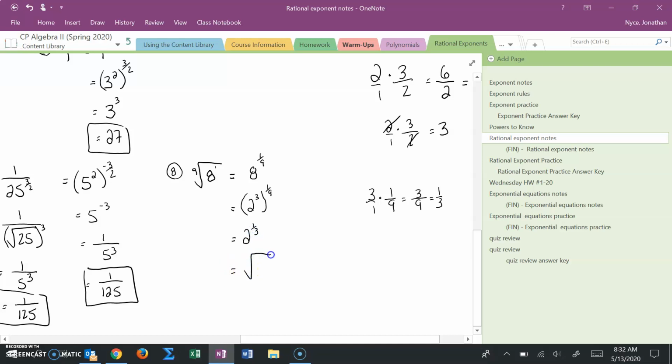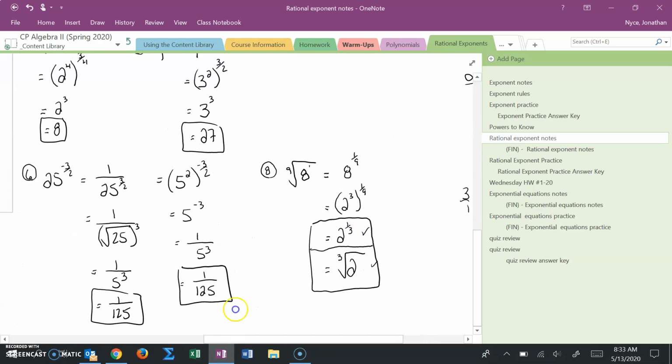And then we can rewrite that as the cube root of 2. Either one of those would be fine. Depends on the directions. Sometimes the directions will say write it in simplest radical form, in which case you would use the cube root of 2. If it doesn't say, this is equivalent also. 2 to the 1/3 is the cube root of 2.